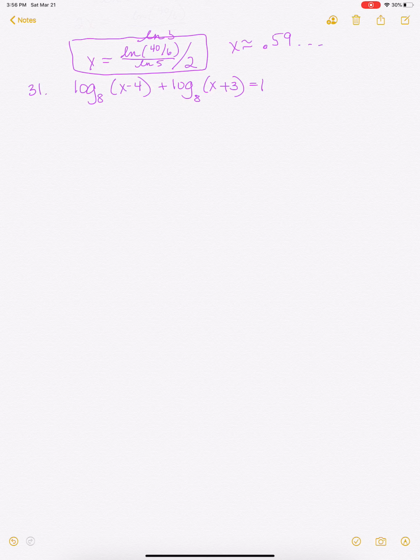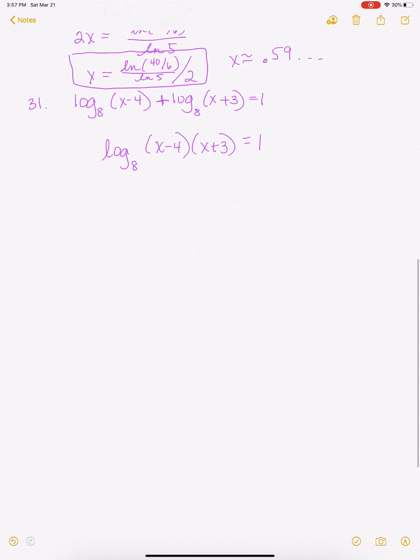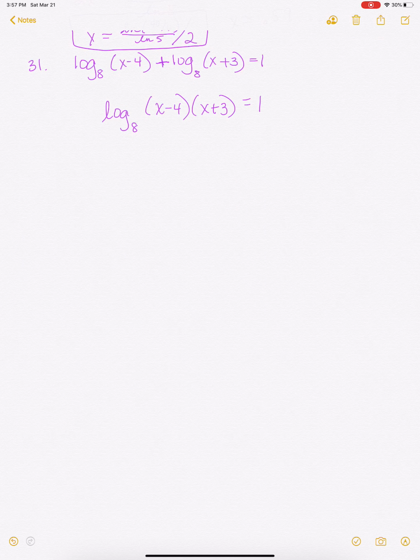So here, since I've got log base 8 and I'm adding, to condense these two logs, my log and my base don't change. But when I'm adding to condense them, I multiply the two arguments. So I'm going to multiply x minus 4 times x plus 3, and that equals 1. Now, since I only have one log on one side, I can't just cancel out the log. But I can write this in exponential form.